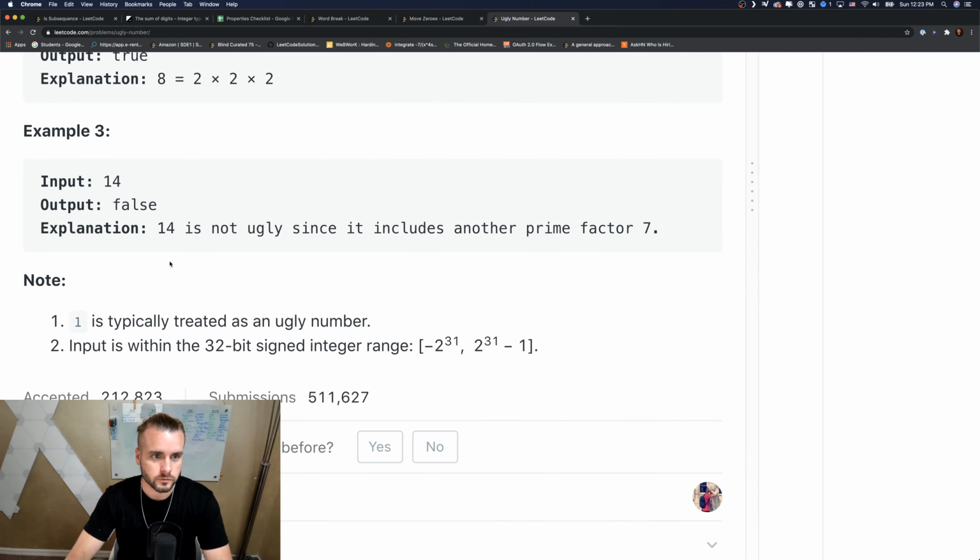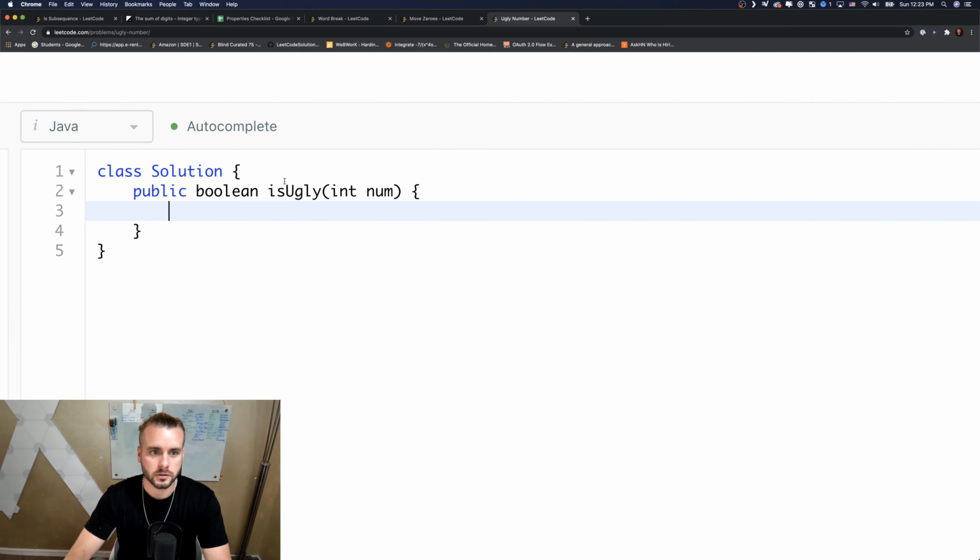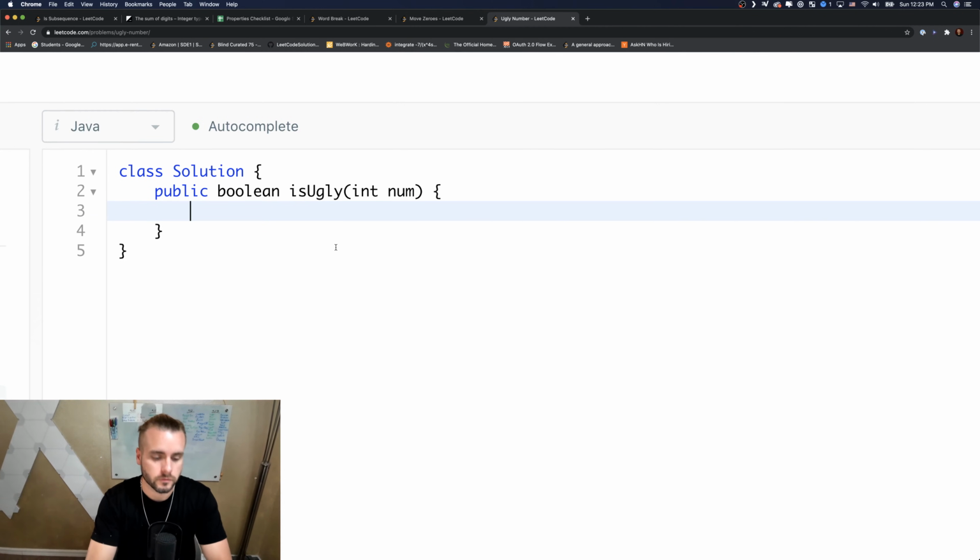So if we do 14, we would try 14 divided by 2, and we would get 7, so it does divide evenly, but we can't divide it by 2 anymore, we can't divide it by 3 anymore, and we can't divide it by 5 anymore, so it's not an ugly number. And then we just return false.